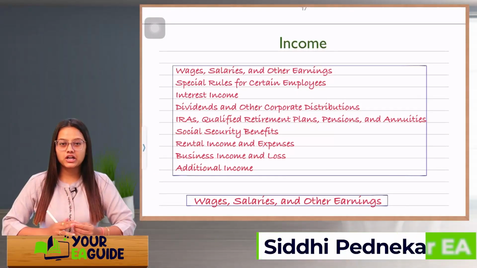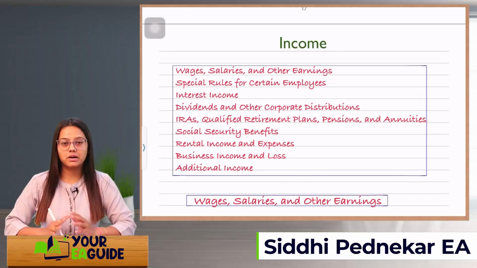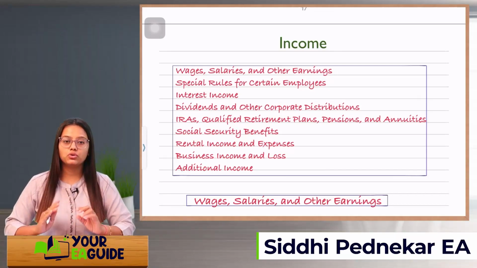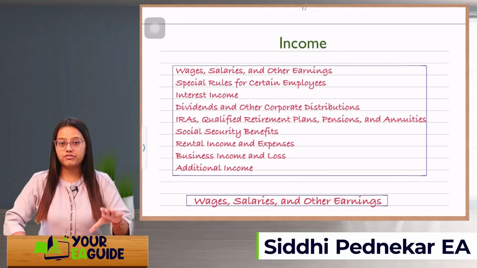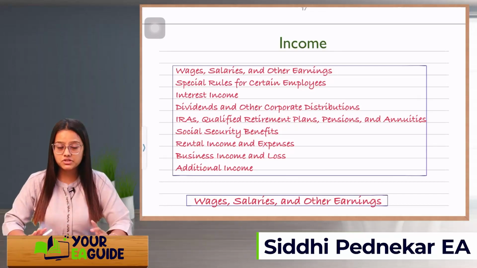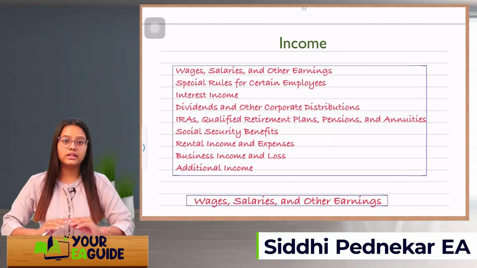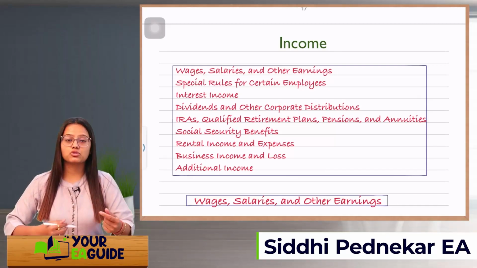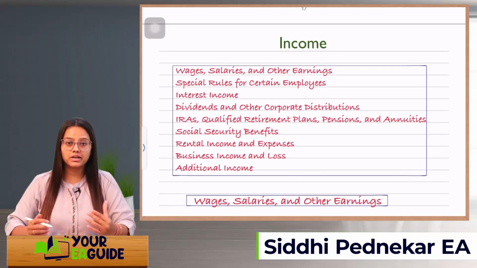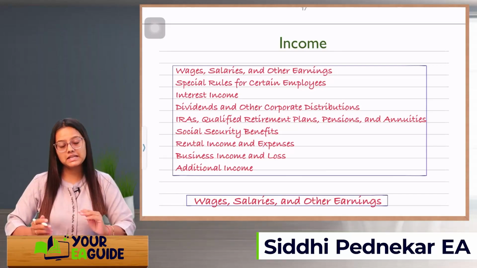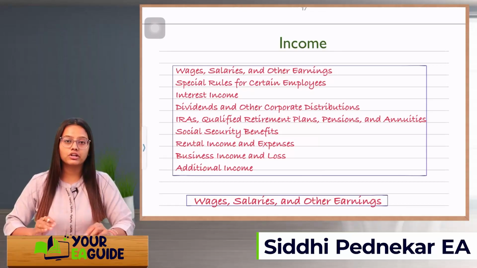Today we are going to start with a new topic, that is gross income. All the incomes which you are going to see on the 1041st page, all the gross incomes, all the interest income, all the dividend income, all the retirement related income, social security benefits, rental income and expense, business income and expense, and any additional income, we are going to look into this chapter.